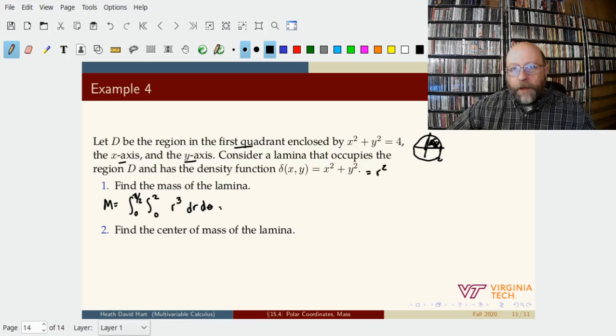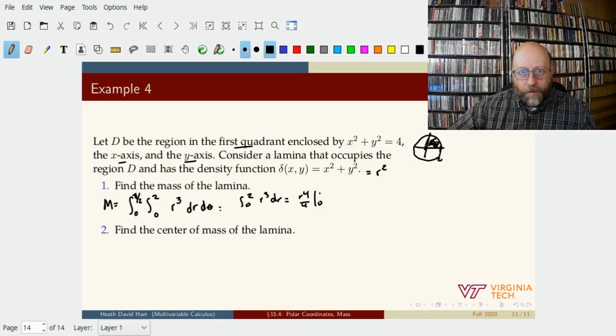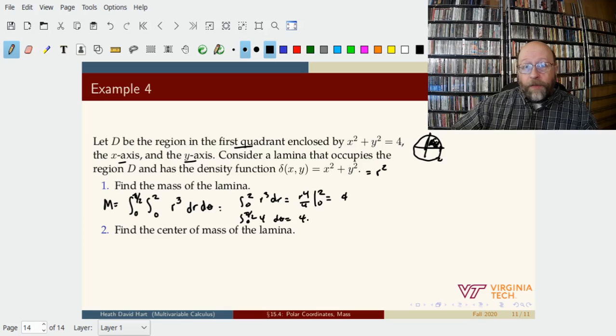All right. So then let's solve this. The inside integral, r cubed dr, is r to the 4th over 4 from 0 to 2. That's 4 minus 0. It just turns out to be 4. Then we integrate from 0 to pi over 2, 4 d theta. Well, that's 4 theta from 0 to pi over 2. And 4 times pi over 2 is 2 pi. And so this is the mass.